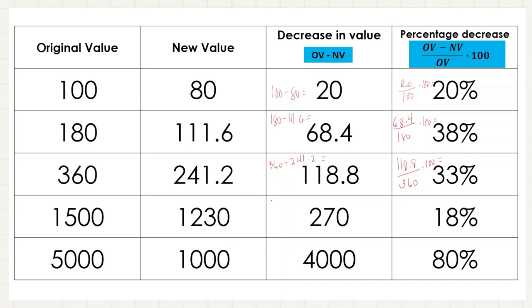For the fourth one, to get 270, we have 1,500 minus 1,230. To get the 18%, we have 270 divided by 1,500 times 100. Last one. How did we get 4,000? That is 5,000 minus 1,000. And to get 80%, we have 4,000 divided by the original value 5,000 times 100.